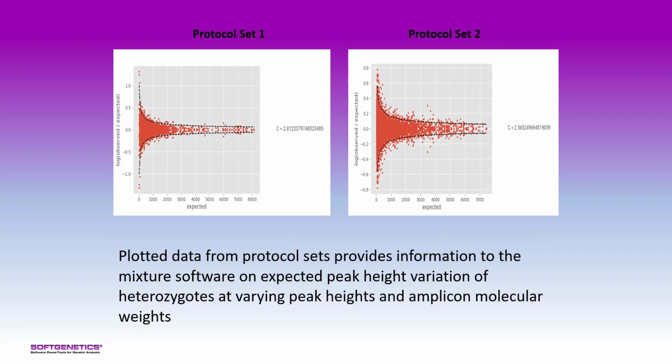The protocol dataset is analyzed to provide expected stutter values as well as the variance factor, which accounts for allele dropout. The plots here show the variance for two different protocol datasets. Both show that as the peak height increases across the x-axis, a lower log-fold change is expected between the expected height and the actual height.